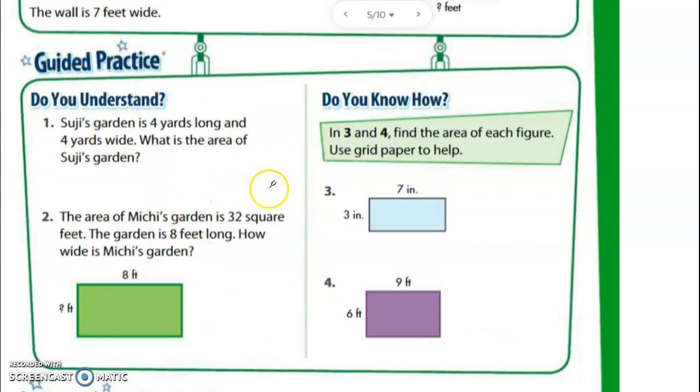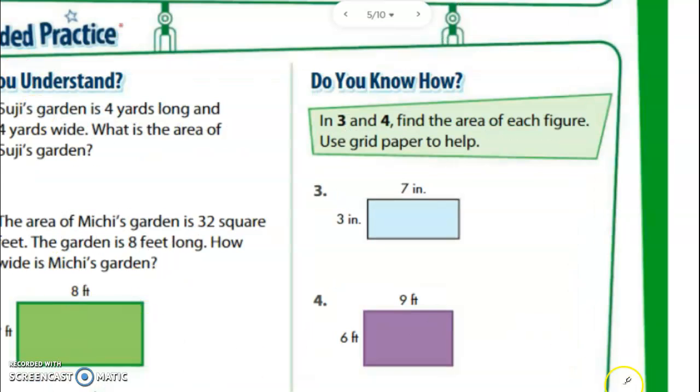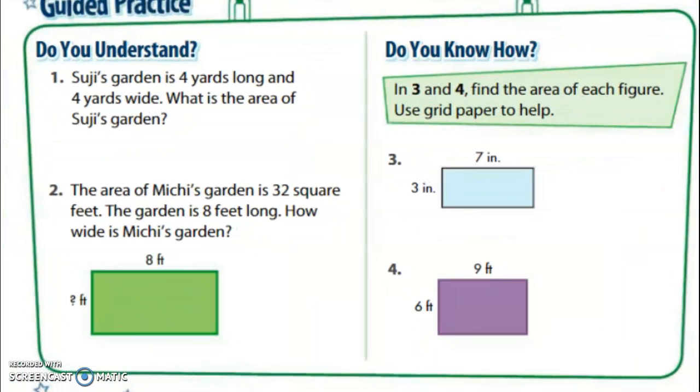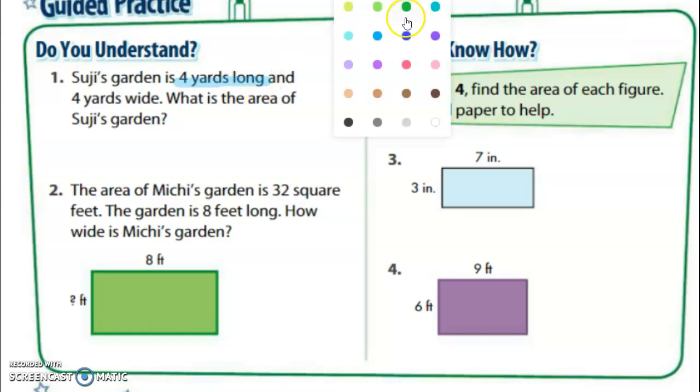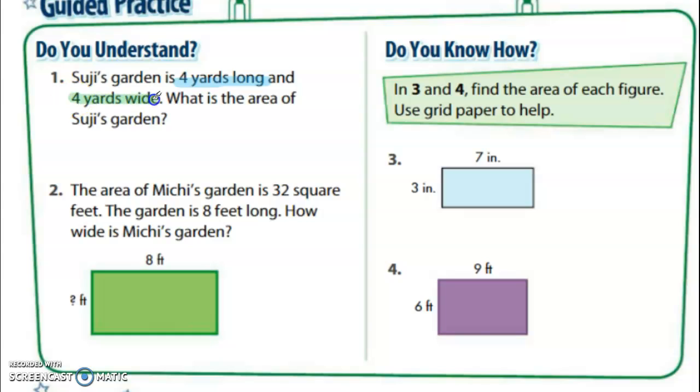Let's do these practice ones together. Suji's garden is 4 yards long and 3 yards wide. What is the area? So I know from how we find area that length times width equals area. My length, I see that keyword long means length, is 4. And my width, I see the keyword wide to tell me that it is the width, is 3.